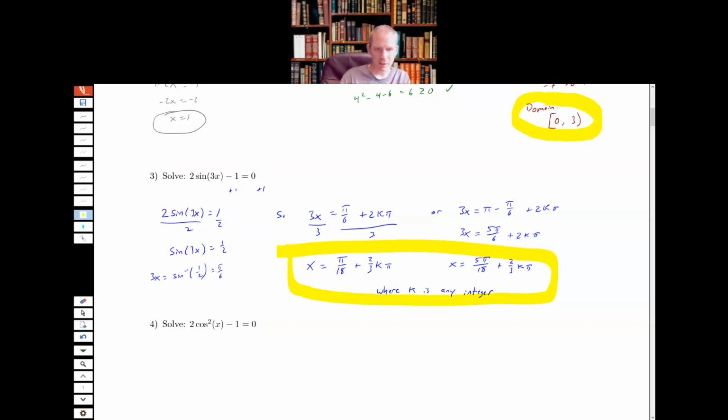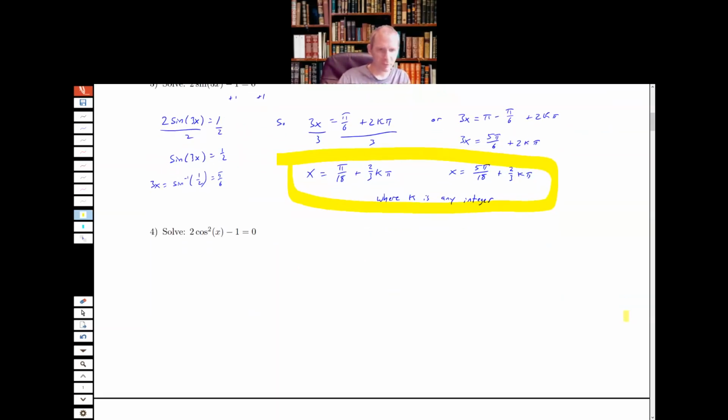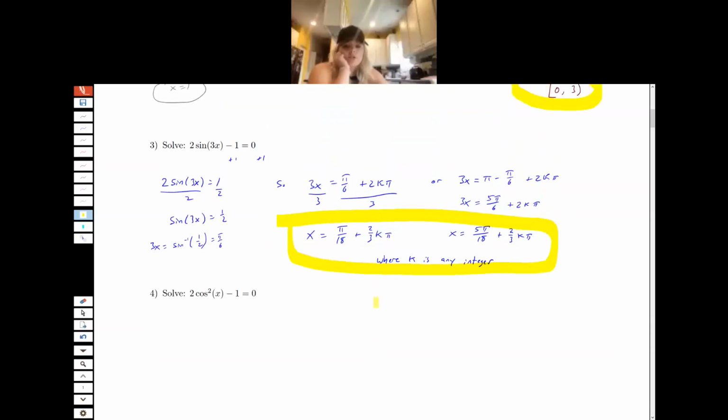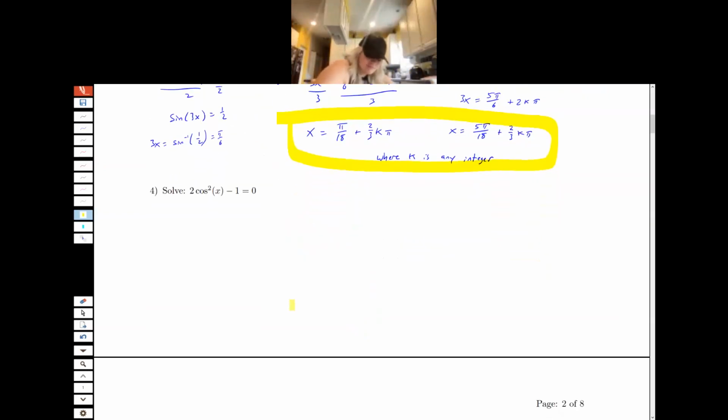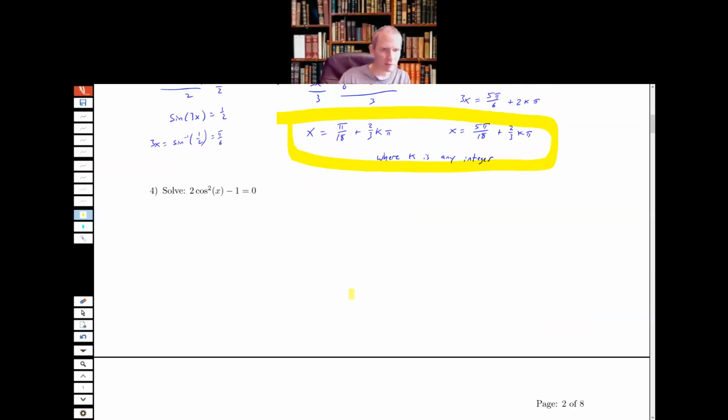Okay, does that make sense? Any questions so far? All right, feel free to slow me down if I'm going too quickly. Yeah, that one was for sine, and the next one is cosine. And then we also have an example that's tangent, so we kind of have our bases covered there.